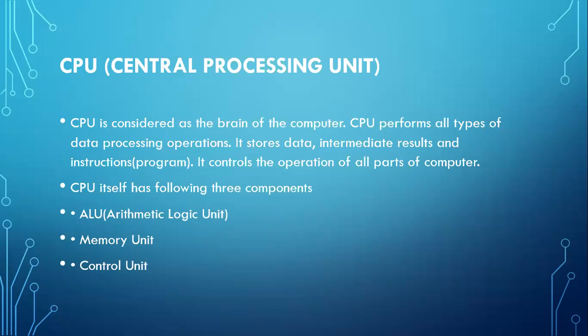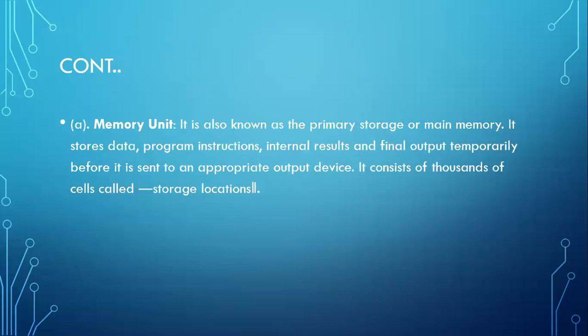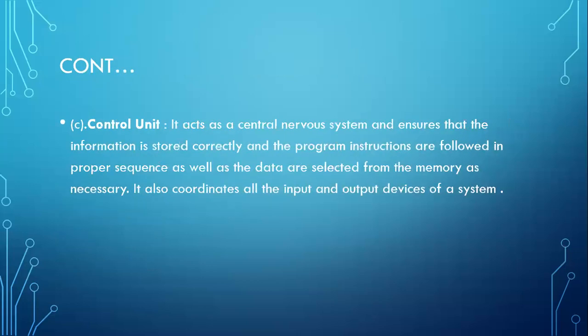So the next term that you stated was the central processing unit. The central processing unit is considered the brain of the computer. The CPU performs all types of data processing operations. It can store data, intermediate results, and instructions. It also controls the operation of all parts of the computer. Under the CPU, we have three components, which are the arithmetic logic unit, the memory unit, and the control unit.